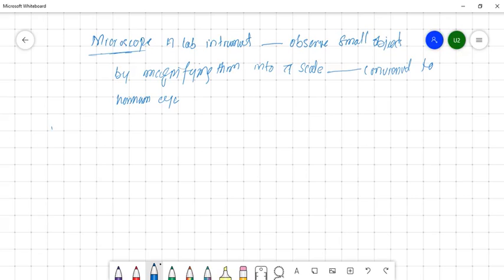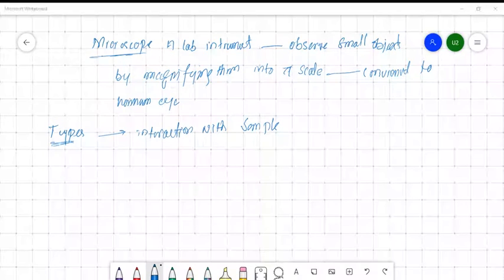Now, what are types? Types on the basis of interaction with sample to produce image. अब ये types जो है ना ये on the basis of interaction with sample. ठीक हो गया.